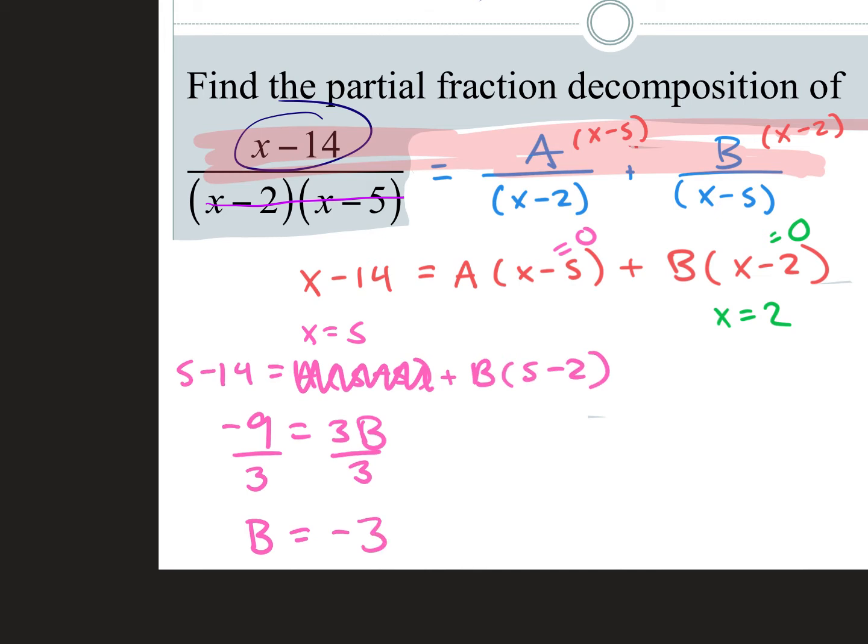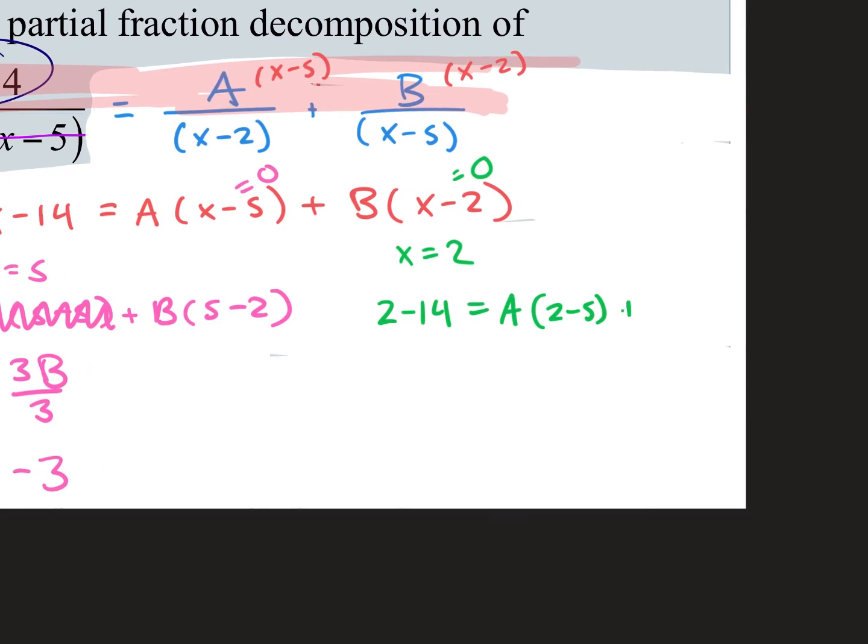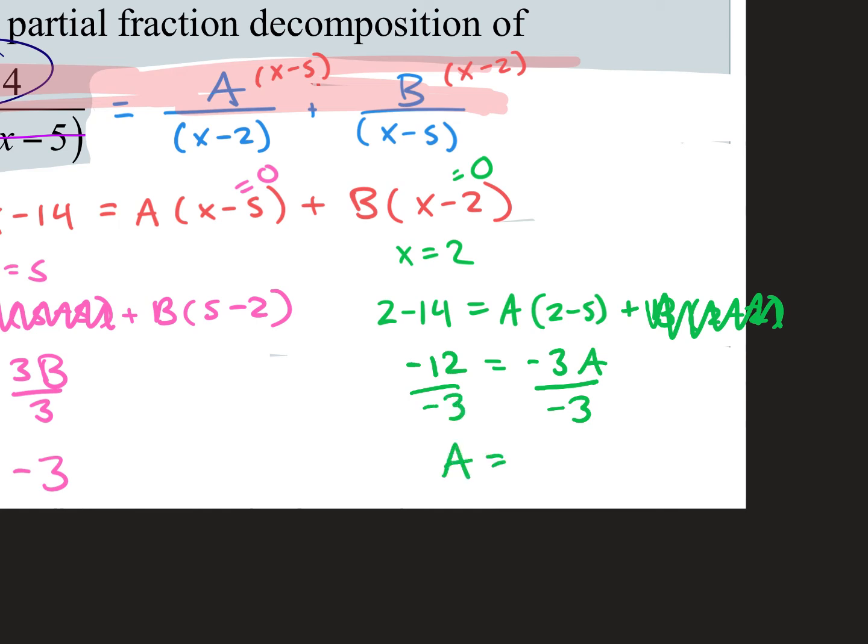All right, so let's do the same thing for when x is 2. So I have 2 minus 14 is equal to A times 2 minus 5 plus B times 2 minus 2. 2 minus 14 is negative 12. 2 minus 5 is negative 3, so negative 3A. And the B cancels out because 2 minus 2 is 0. Divide both sides by negative 3. So A is equal to what? 4.